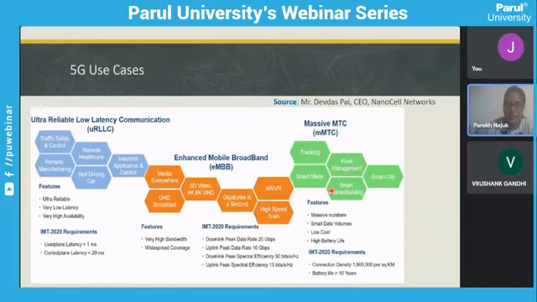So what do you require for this? What are the features? It requires massive numbers of devices. It should be low cost. It should have a high battery life, and it should have small data volumes. What are the requirements? Connection density. You can see over here 10 lakhs per square kilometer. In a square kilometer there will be 10 lakhs of mobile users or any internet connected devices. Battery life should be greater than 10 years. Okay, so this is how the users want the 5G.